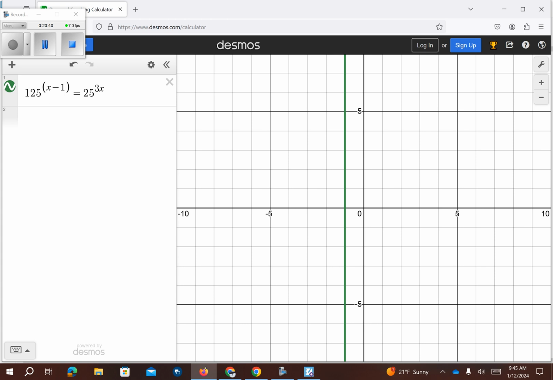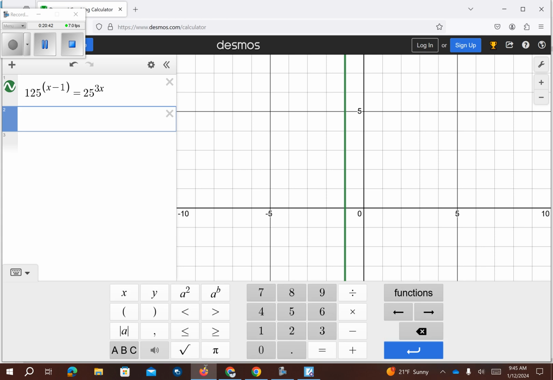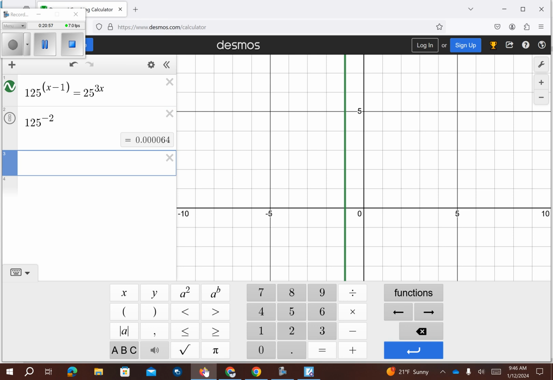So if that's negative 1, that means that 125 raised to the negative 1 minus 1 is negative 2, I believe. So it gives me that. And then 25 raised to the 3 times negative 1 is negative 3.